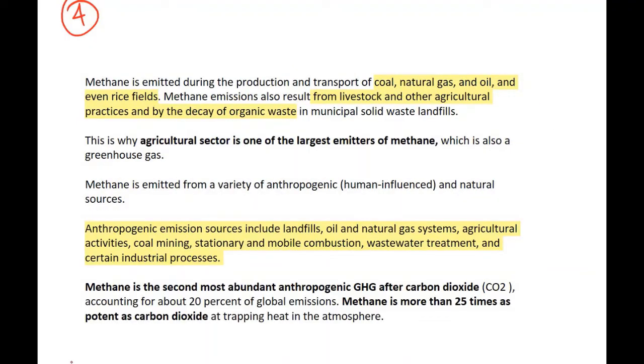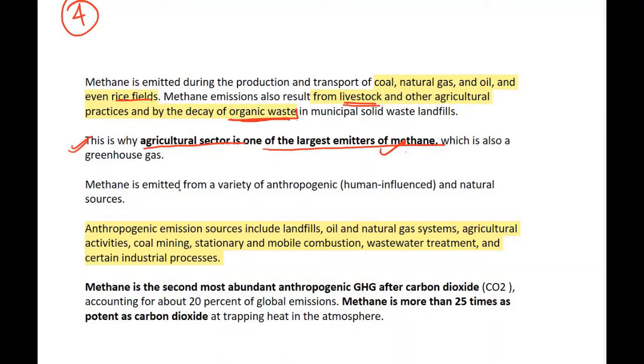Next, certain very quick facts methane से related. See, methane is basically emitted during the production and transport of coal, natural gas and oil, even in rice fields. Right? Methane emissions also result from livestock से भी आते हैं, and other agricultural practices, and also by decay of organic waste. ठीक है? Nothing to explain here, right? So, see, this is one reason why the agricultural sector is one of the largest emitters of methane.